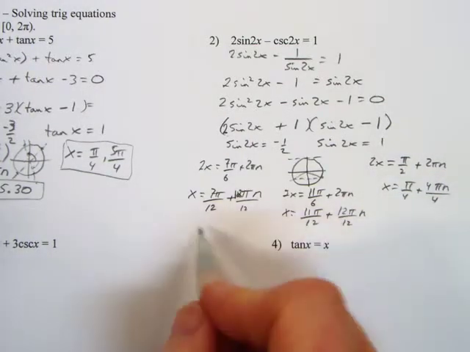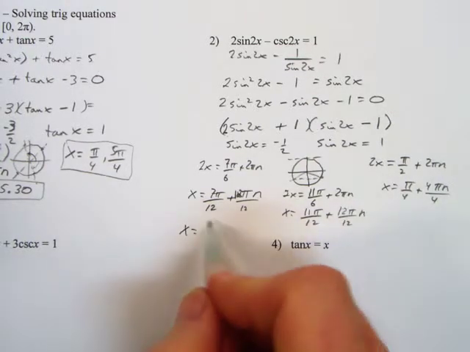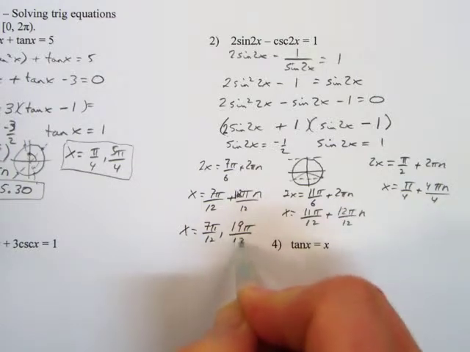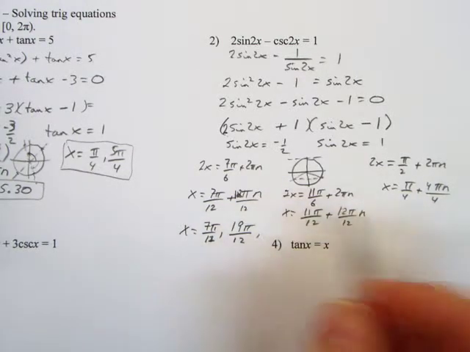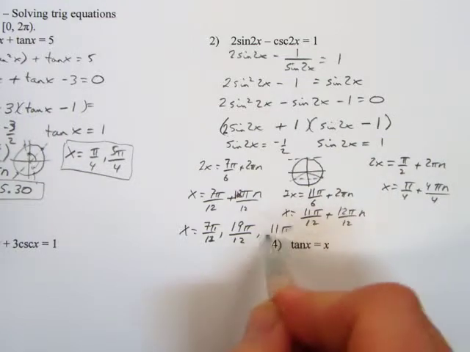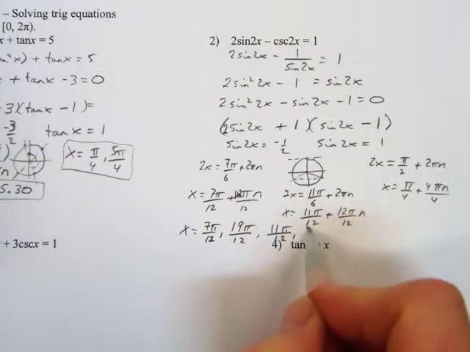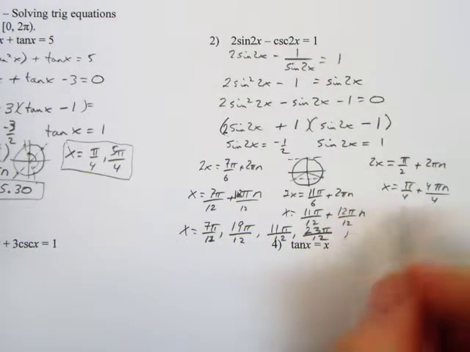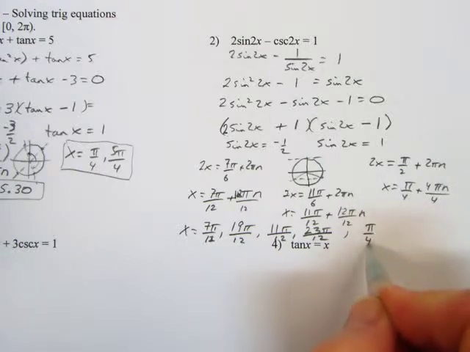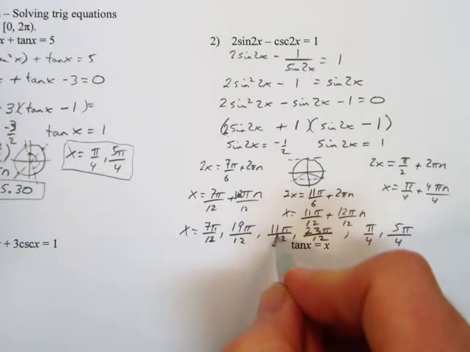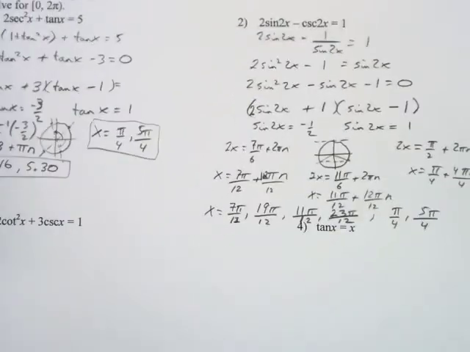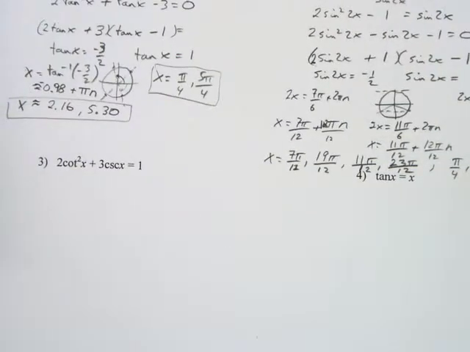Now we can just list out all of our solutions. So we have 7 pi over 12, 19 pi over 12, and if I add another one, I'll be past my domain that I'm solving for. 11 pi over 12, 23 pi over 12, and then the last two solutions would be pi over 4 and 5 pi over 4. So there's quite a few solutions on this one. Not so apparent when we just look at that question. All right, the next one.